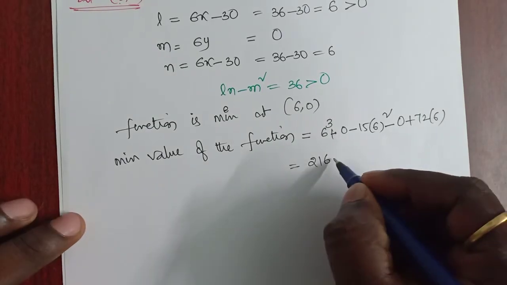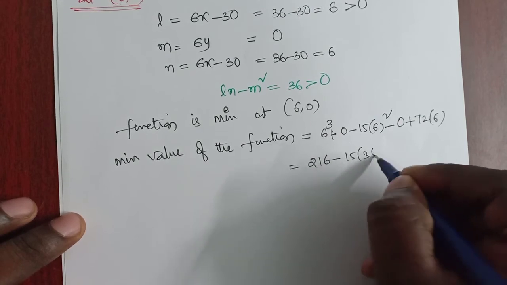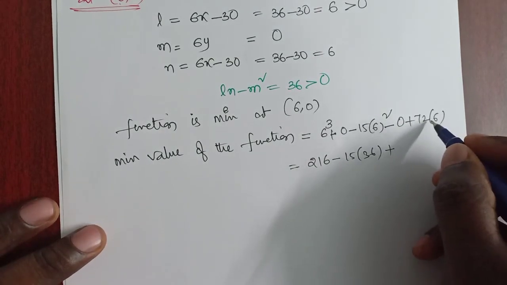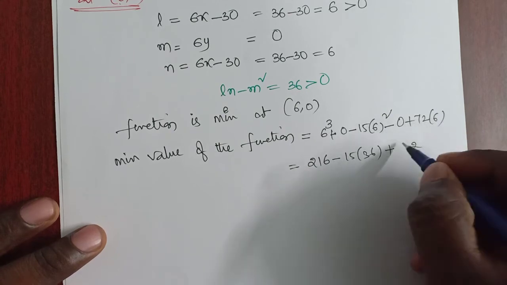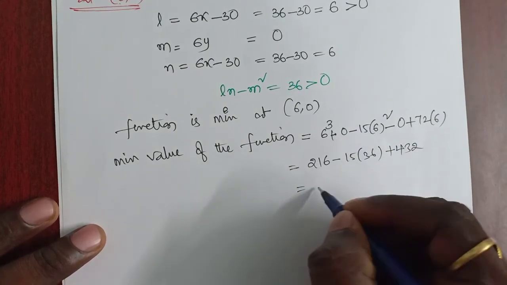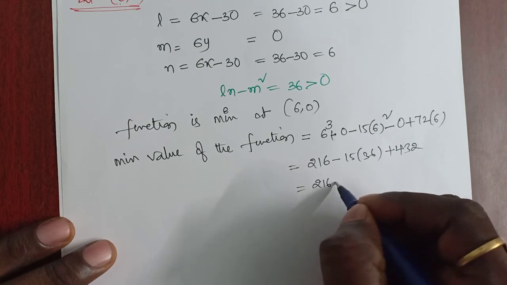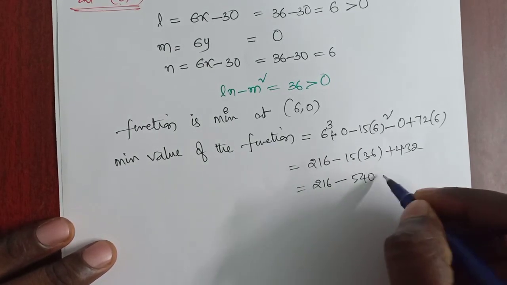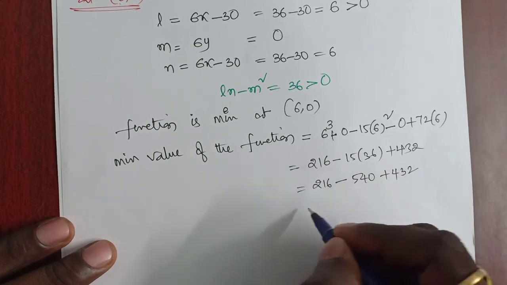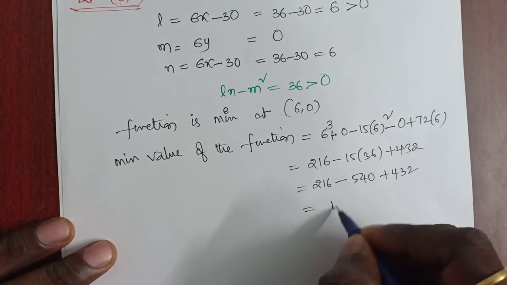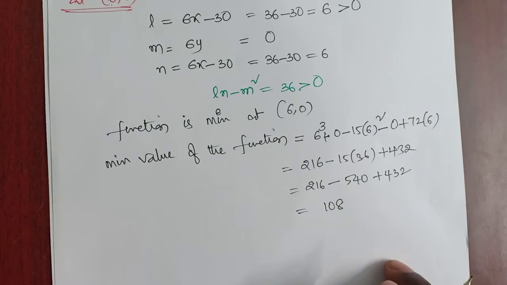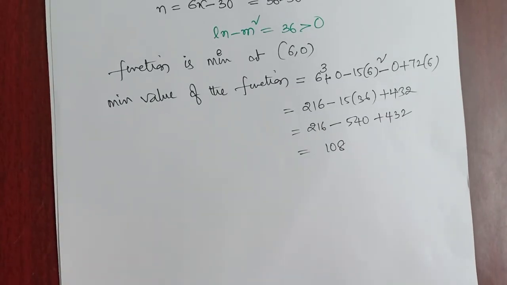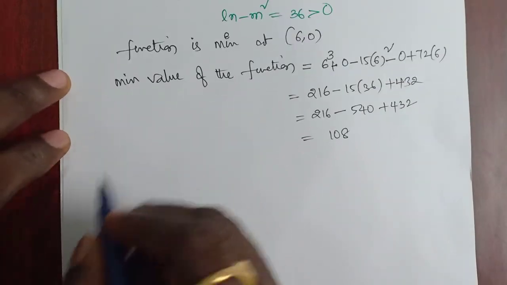So minus 15 into 36, so 72 6, so 6 2 12, 7 6 42, 432. Now 216 minus 36 15s are 540, plus 432. Now after solving this, what do we get? 108. So this is the minimum value of the function. Okay, we have two more we need to check.